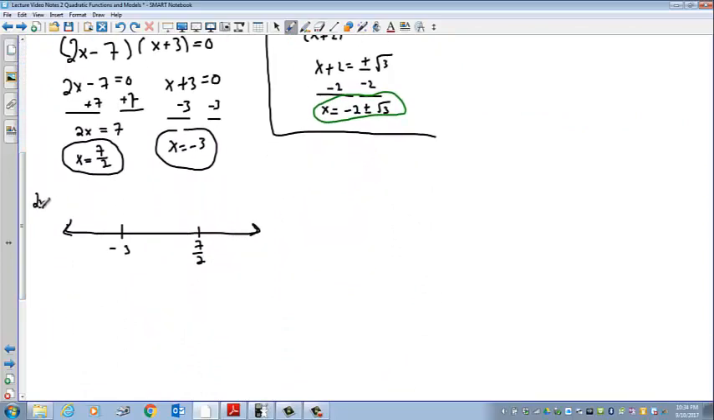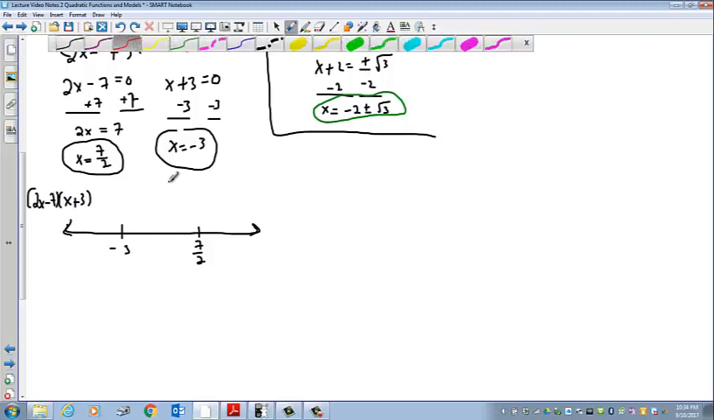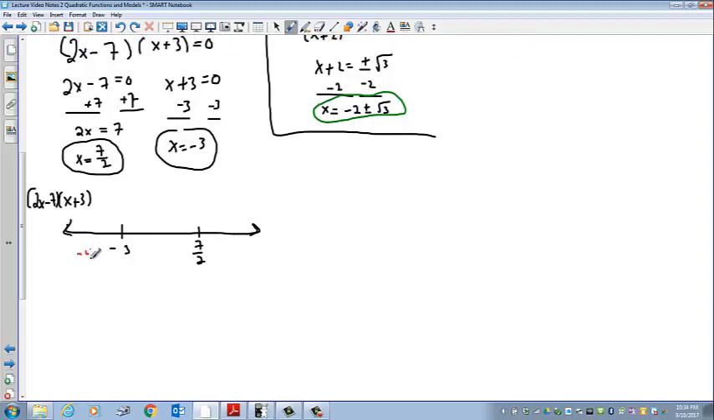So the factored form is 2x minus 7 times x plus 3. And we're just going to plug in values here. We want to plug in values to the left, in between, and to the right. So a value to the left would be like, let's plug in -4. And a value in between, nice easy one, would be 0. And a value to the right, 7/2, I think is 3.5, so probably positive 4. And so if you plug -4 into this thing, you're going to get -8 minus 7 times, you plug -4 here, it's going to be -1. And now that's a negative times a negative, so this will be a positive.